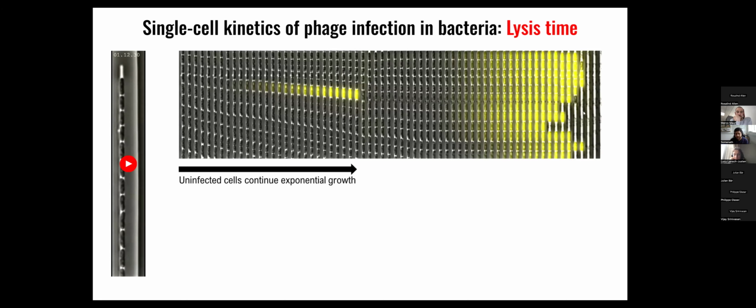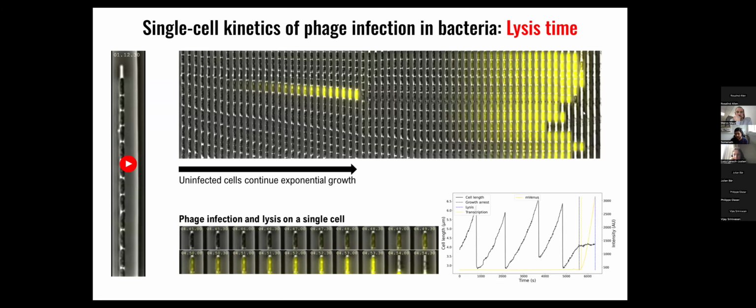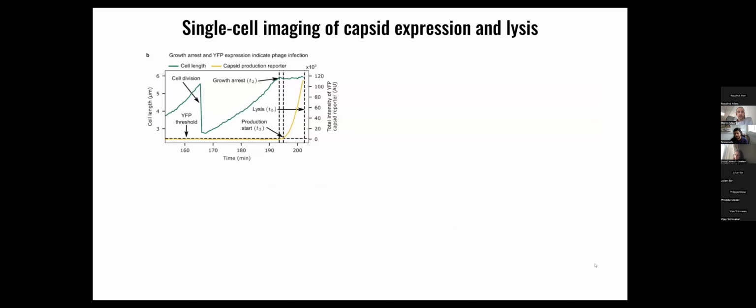And using SyMBac and machine learning, we can then process this data for every single infected cell, and we can quantify their growth and division before infection, exactly when the growth halts due to the infection, when the capsid gene expression starts, and when the cells lyse. From this data, we could quantify various phenotypes or markers of the infection process.